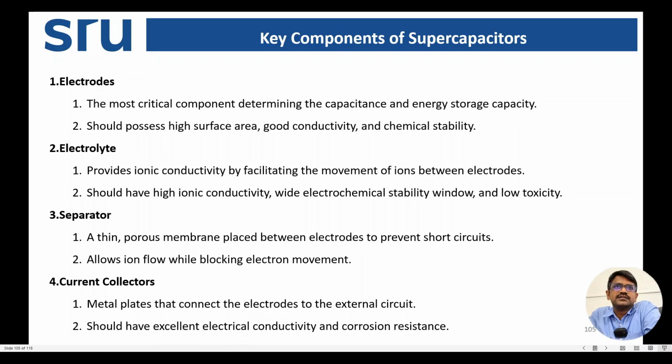See this slide. It is very important. We can find electrodes, electrolyte, separator, and current collectors. These are the key components of any supercapacitor.